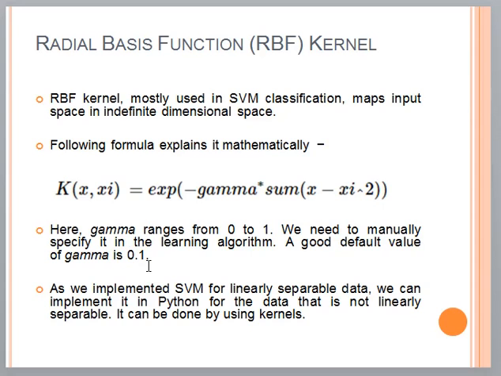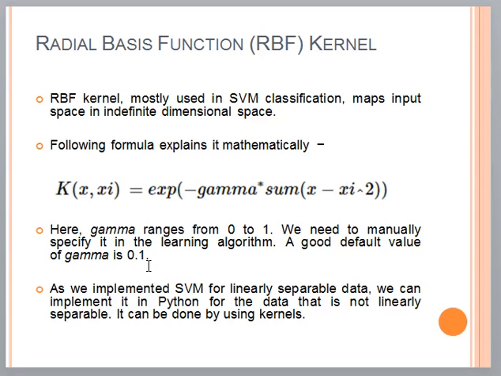So if you are using the RBF kernel for SVMs, you can try a value of 0.1 initially, but if you have some problems, you can range it from 0.1 to 1, and you need to figure out which value suits best for your specific problem.